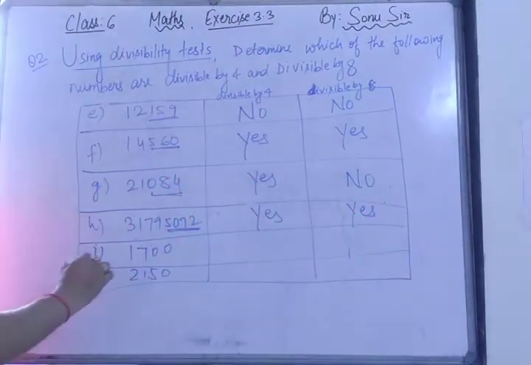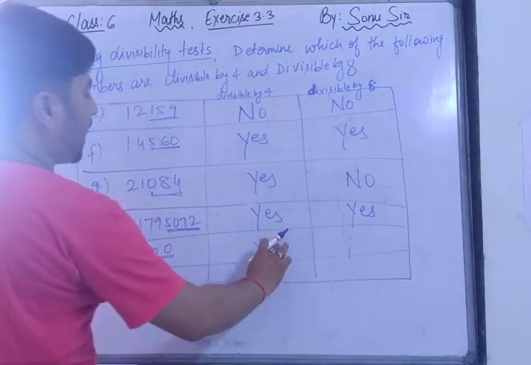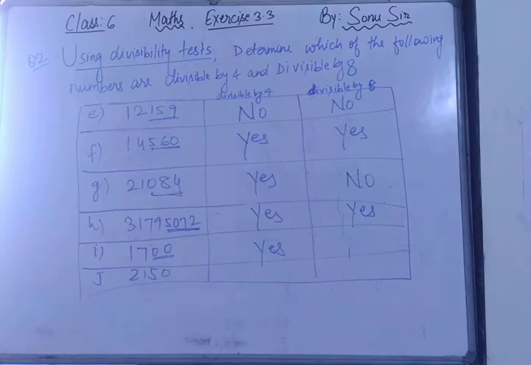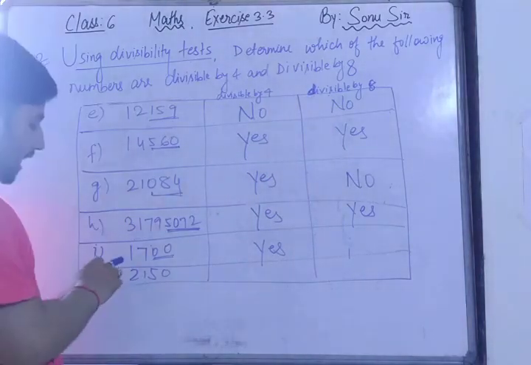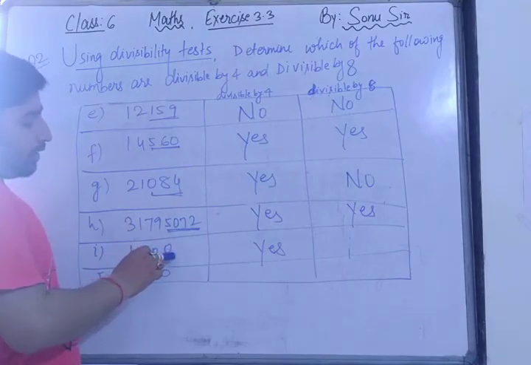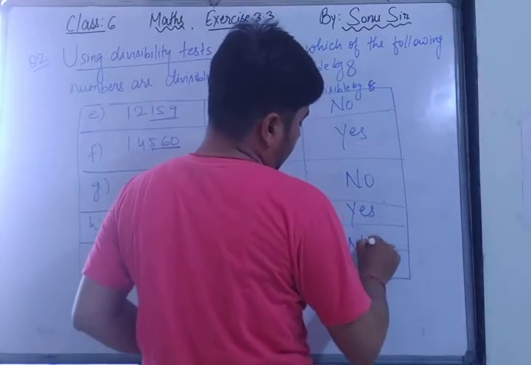Now what about 1700? Last 2 digits are 0. So definitely this number is going to be divisible by 4. But what about 8? The last 4 digits or last 3 digits must be divisible by 8. So is 1700 divisible by 8? 8 1s are 8, 8 2s are 16, 10. I don't think this number will be divisible by 8. 8 2s are 16, 10, 8 1s are 8, 20, 8 2s are 16, 4 will be the remainder. So this number is not divisible by 8.